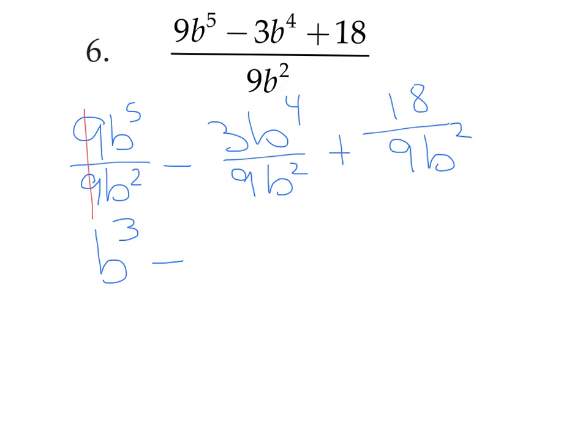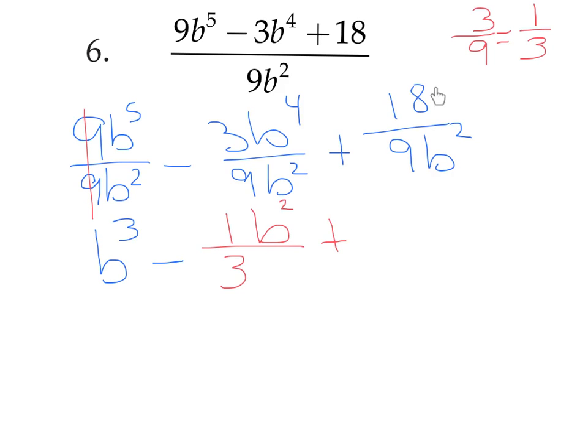3 over 9. If it helps you to write it over here, you can reduce it. You can see it makes 1/3. So we'll need to keep that denominator open. b to the 4th over b squared, you subtract the exponents. There are more of them on the top, so those 2 that are left over will be in the numerator.